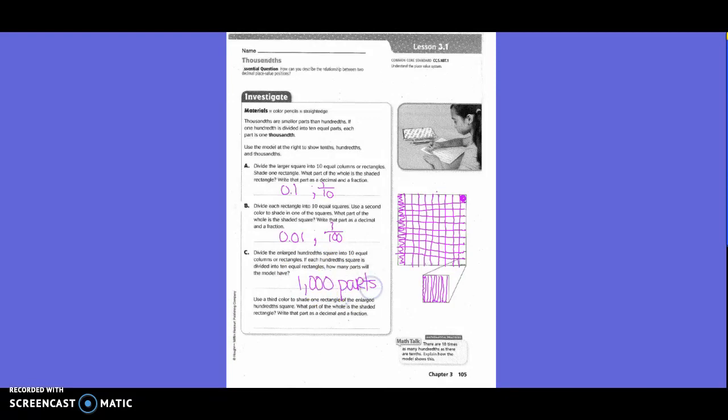Right, we did make it into 10 parts, but they're saying if you did that to every little box there, then you would have what? 1,000 parts, okay? And then they want to know, like we said, if we shaded that in, we would have 1/1000th as a fraction. And as a decimal, do I have any wholes? No. So I put 0 decimal. Do I have anything for the 10th spot? No. Hundredths? Nope. And then 1 in the thousandths.